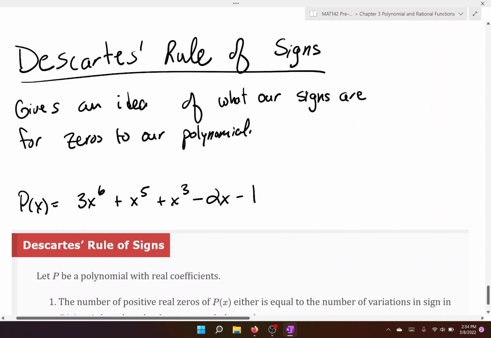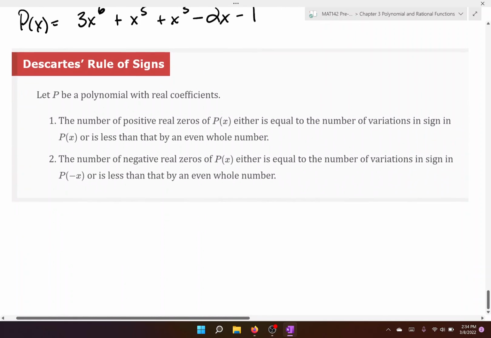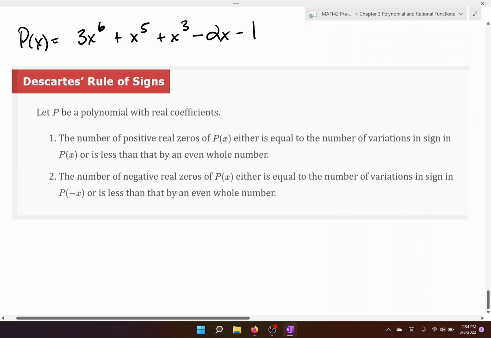So the polynomial that we're going to be examining is 3x to the 6th plus x to the 5th plus x to the 3rd minus 2x minus 1. And how Descartes' rule of signs works is first, we're going to let p be a polynomial with real coefficients. That's exactly what we have above. And we're going to do both of these steps.